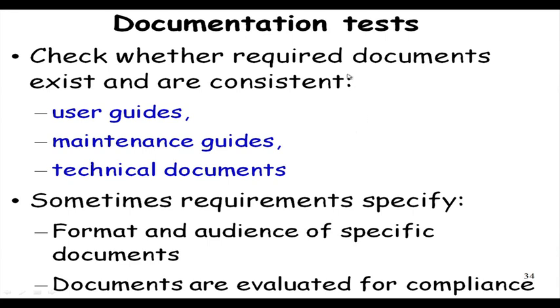One more type of system test is the documentation test. So, here in this type of test we just need to check whether all the provided documents are consistent and they have been provided, because the user when doing acceptance testing, will also have to do the documentation test, where the user need to check whether the guides, user guide, maintenance guide, technical documents etc., they have been provided and are consistent.